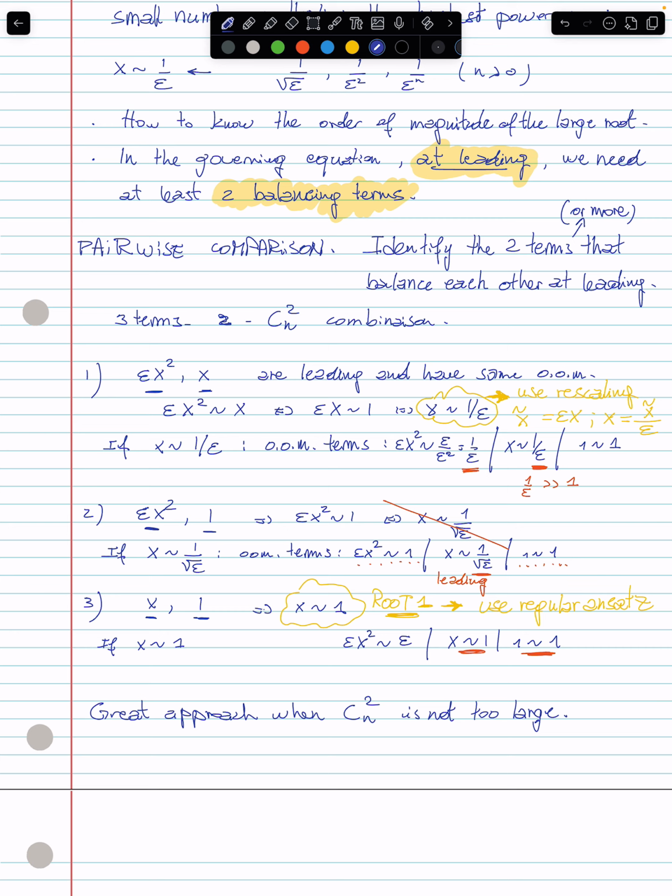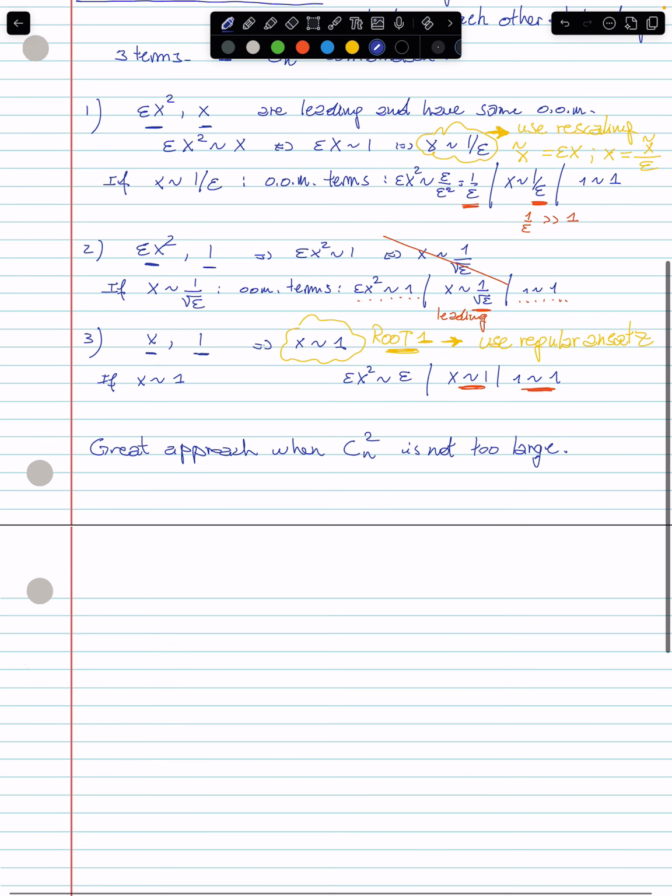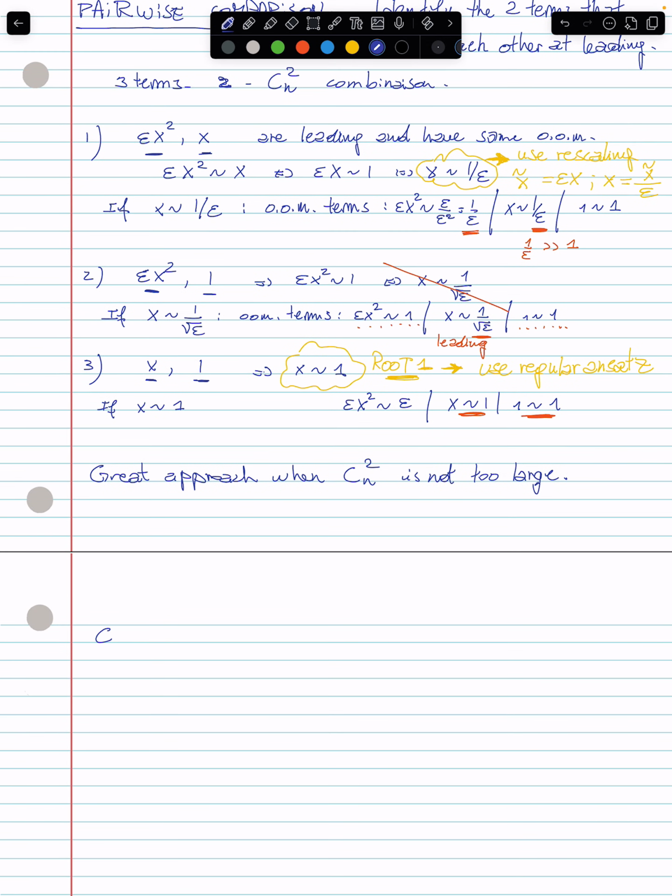And this is why I have devised another method, which could also be more efficient as soon as there are many more terms in the equation. And I want to share this one with you, which is a generalized pairwise comparison. And this one works really well and really fast, no matter the number of terms you have. Okay, let me just write here.